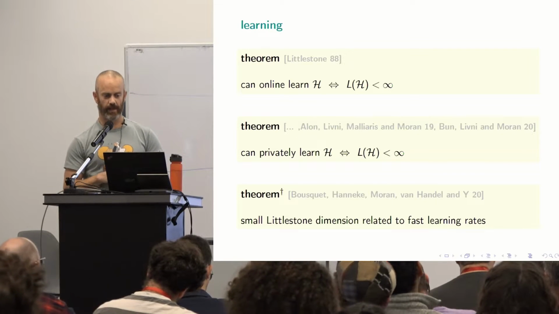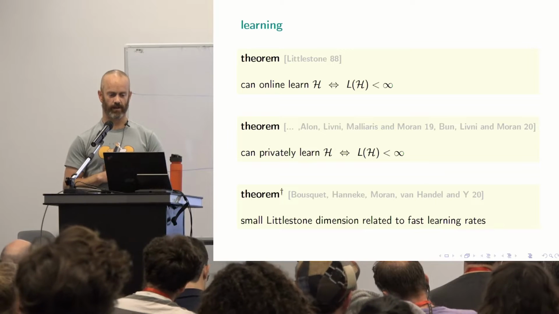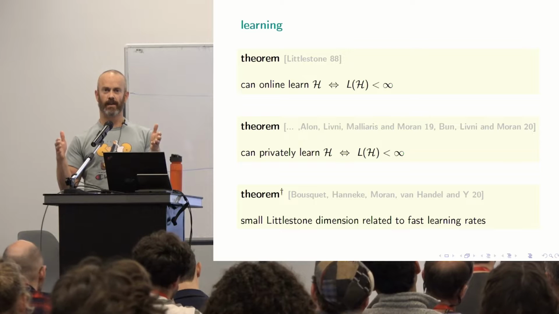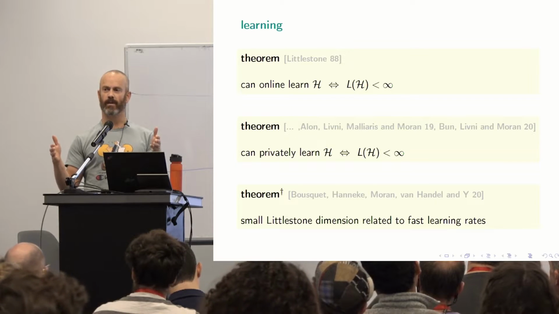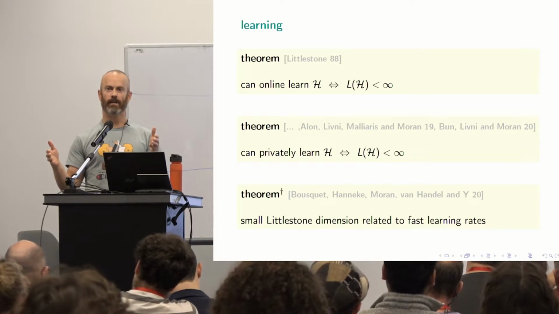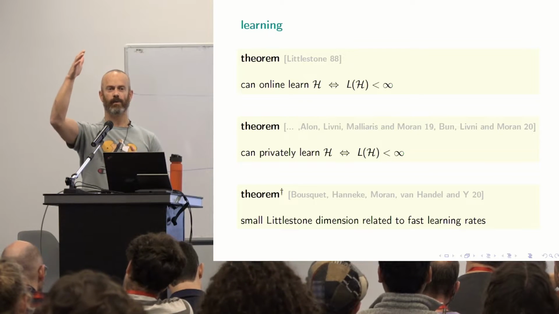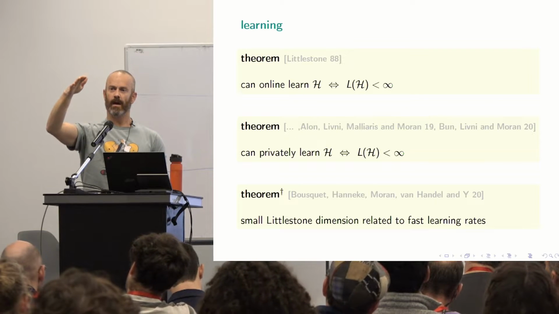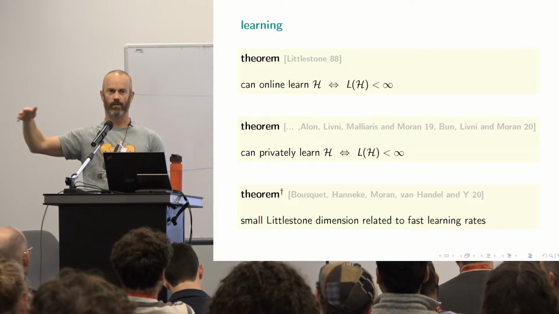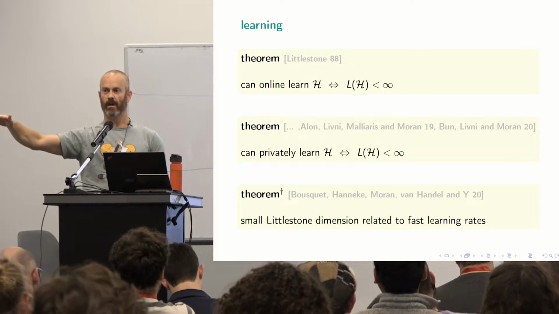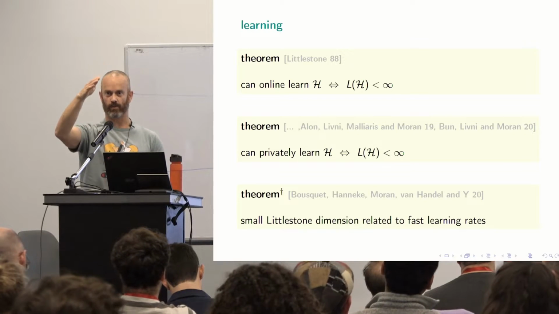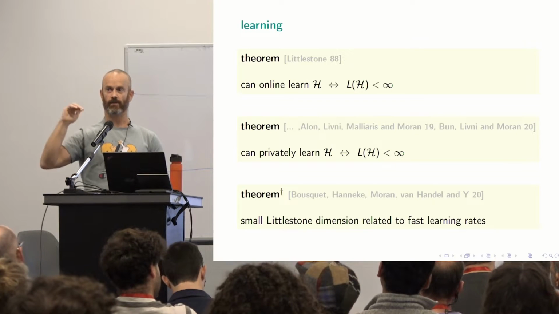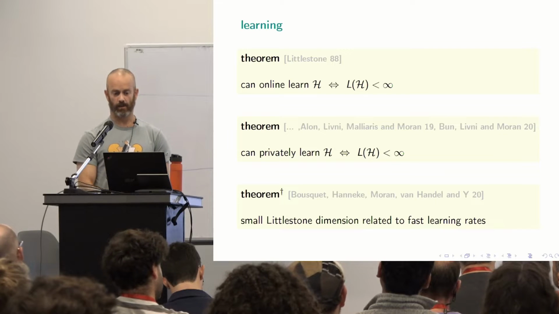And the third statement I mentioned, if this is not even a formal statement, the Littlestone dimension is somehow related to the learning rate. What is the learning rate? The learning rate is about trying to understand if we take more and more samples, how does the error go to zero? This is the learning rate. How fast the error goes to zero. And the Littlestone dimension is also related to the learning rate. But I will not say more.